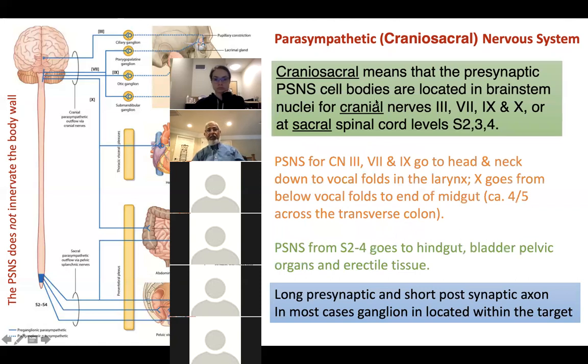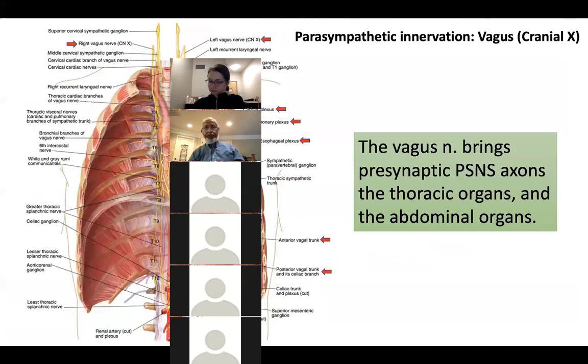Okay. So the craniosacral, the cranial root will come through 3, 7, 9, and 10, or at the sacral spinal cord, levels 2, 3, 4. Right. So, and then now parasympathetic, we said cranial outflow will come through 3, 7, 9, and 10. But 3, 7, and 9 will remain in the face area. They will not supply anything below the face.